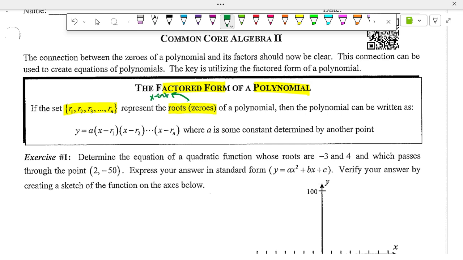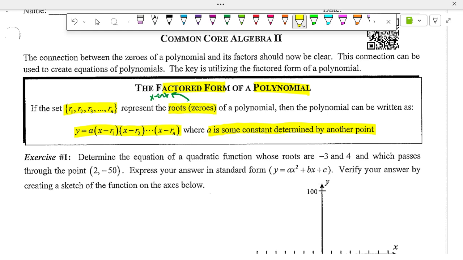It's an x-intercept. Then the polynomial can be written as y equals a times x minus r1 times x minus r2, and continue until you get to the last root. Now, a can be determined by another point. So any point on the graph we can use to help us determine a.